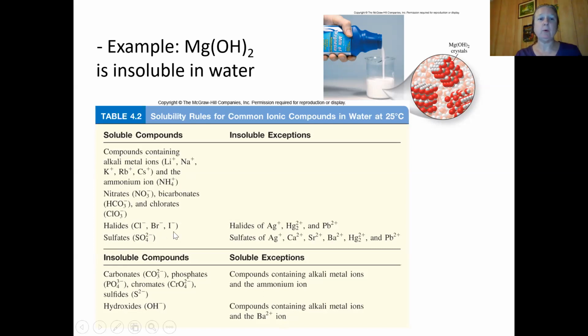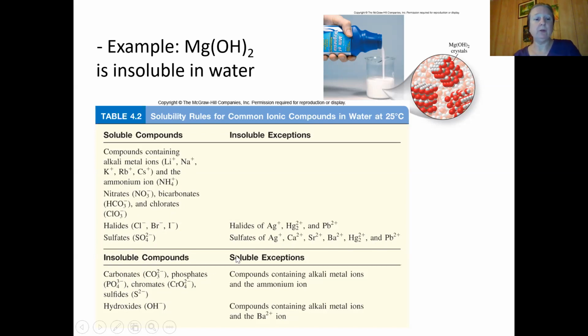Most halides, but notice fluorine's not in this list. So group 7, chloride ion, bromide, and iodide are soluble. But notice fluorine is not in here. Fluoride ion is not necessarily soluble. You have some exceptions here. Sulfates are soluble, with some exceptions. I don't expect you to memorize all these exceptions. I do expect you to remember the common solubilities. And these insoluble. Most of these you're going to use so often, they'll become natural to you.